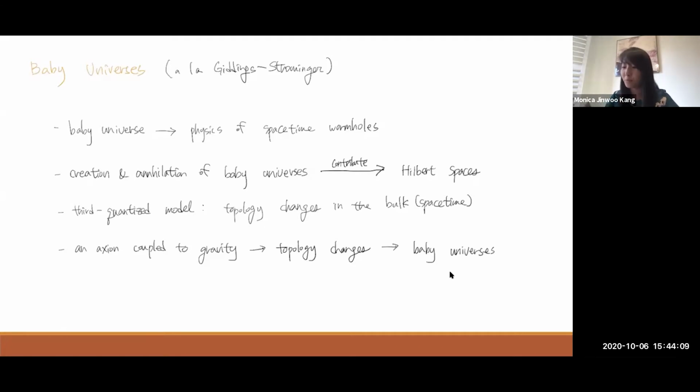In particular, they proposed a third quantized model, which allows for topology changes in the bulk of a Lorentzian spacetime. For the purpose of today's talk, when I'm applying this to baby universes, I'm going to utilize the fact that we can use this as topology changes of the bulk. In Giddings and Strominger, they considered a model that uses an axion field coupled directly to gravity. They showed that some topology changes explicitly appear in that context, further exposing the baby universe branching. We're going to remember this and try to understand baby universes and their Hilbert spaces, but in a more algebraic approach.